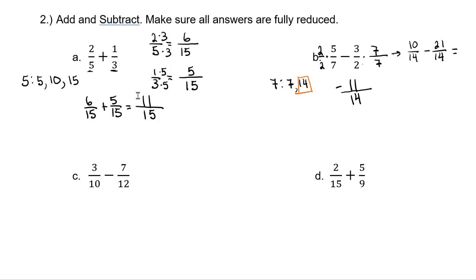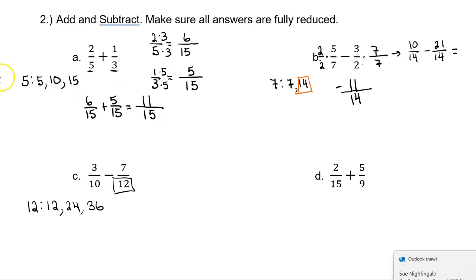All right, so for C, first step, find common denominators. So I take my biggest denominator, 12, and I start my multiplication. 12 times 1 is 12. 10 does not go in. 12 times 2 is 24, right? 10 does not go into 24. I need more coffee. Okay, and then 3 times 12 is 36.